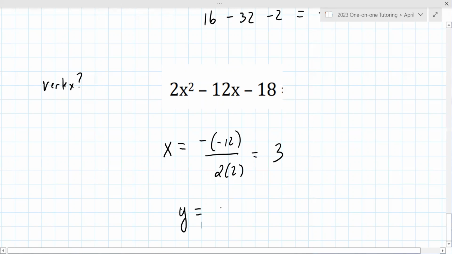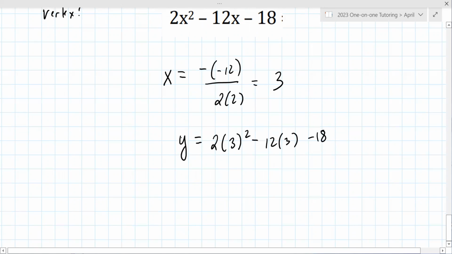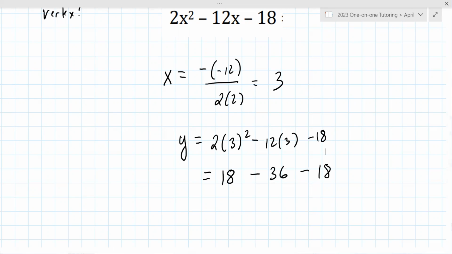Let's take a look here. 2 times (3) squared minus 12 times 3 minus 18. So in this first position here, you square before you multiply. You square before you multiply. So that's 9 times 2 is 18, minus 36, minus 18. Minus 36.